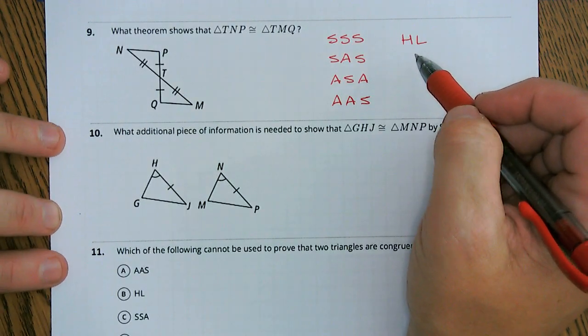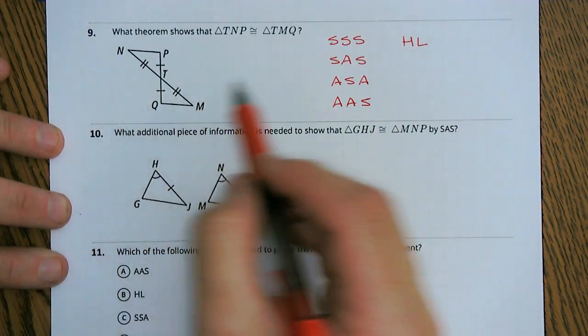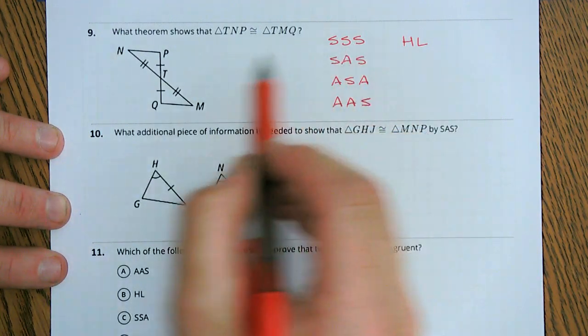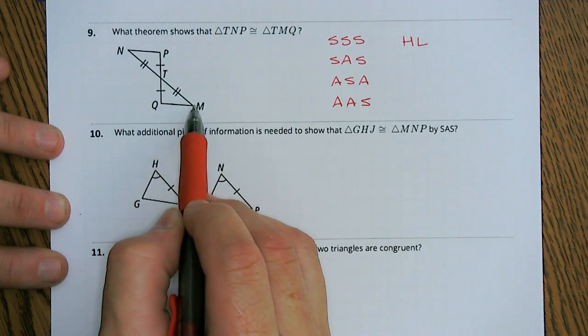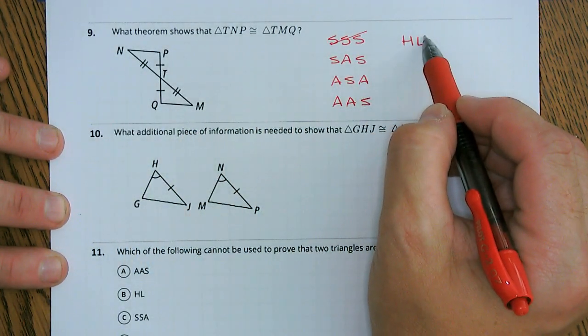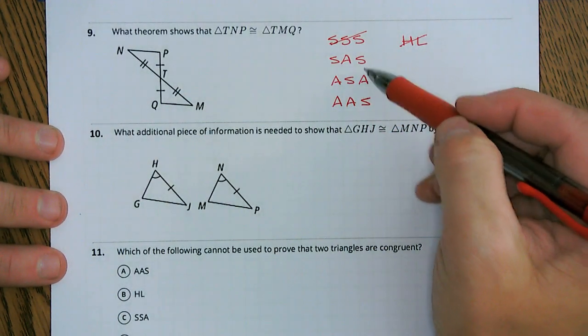But let's see what we have here. So we have one side and one more side. Now, if we wanted side, side, side, we'd need a third side. But we don't know anything about NP or QM. So we can't have side, side, side. For HL we'd have to know a right angle, so we can kick that one out. So now it's one of these.